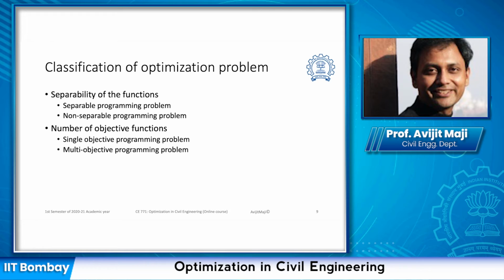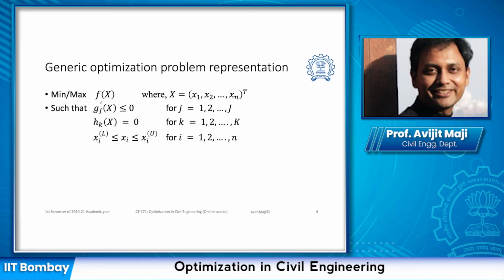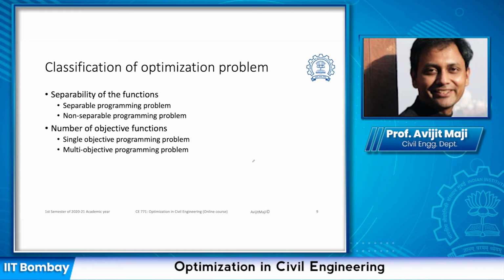Another important classification of optimization problems is based on the number of objective functions. Now the equation which we showed here, if we have only one objective function, then it becomes a single objective function problem. If this is represented by multiple functions, then it becomes a multi-objective optimization problem. Based on the number of objective functions, we are defining it as a single objective or multi-objective programming problem.